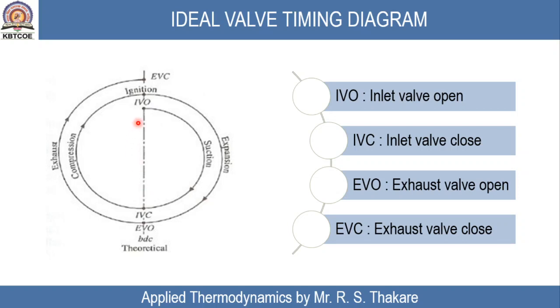Now you can see the ideal valve timing diagram. The first stroke is the suction stroke. During the suction stroke there must be inlet of fresh charge into the cylinder, so there will be opening of the inlet valve whenever the piston is at top dead center. You can see this point is at top dead center, so whenever the piston is at top dead center there will be opening of the inlet valve. For the 180 degrees of the suction stroke, the inlet valve is open. During the suction stroke, fresh charge is taken into the cylinder, and after the suction stroke the inlet valve is closed.